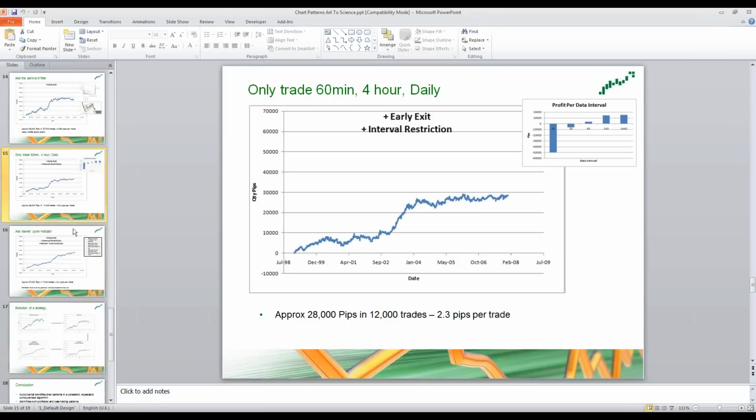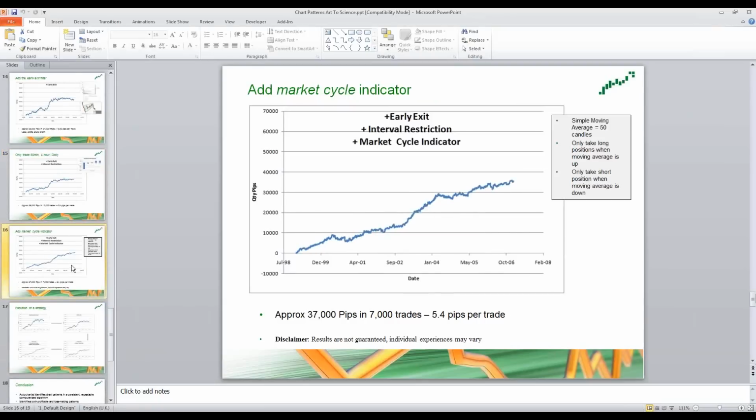And we continued. The next step was we added a market cycle indicator. And this is really where I was starting to head from the beginning of this presentation, and this is what I want to talk about. What we did was simply add a moving average to the Autochartist in combination with the Autochartist indicator, and only traded when the slope of the moving average was in the same direction as the breakout.